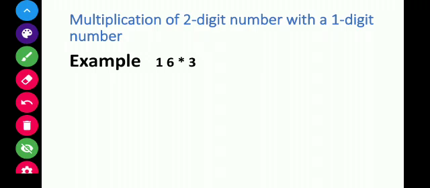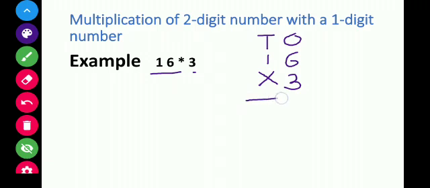So let's place the numbers in the column. Our first number is 16, which is a two digit number. So we will write ones and tens. Now 1 will come under tens and 6 will come under ones. Now our second number is 3, which is a one digit number. So it will come under ones. Now we will put a sign of cross, a sign of multiplication.